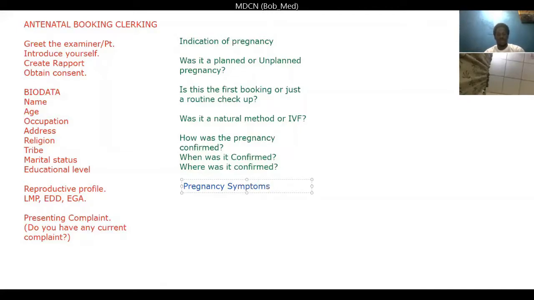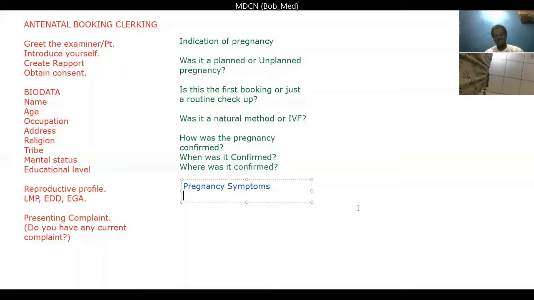So the pregnancy symptoms, what are those symptoms somebody who is pregnant will be having? So here we want to rule it out. Doctors, can you hear me, please? Yes, sir. So the pregnancy symptoms could include things like what? Early morning sickness. Yeah. So you want to ask the patient, have you been experiencing any early morning sickness?